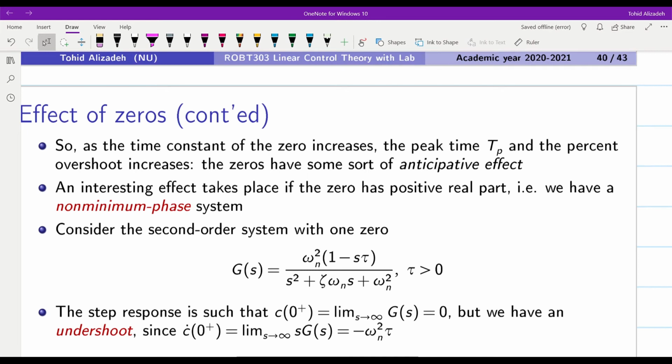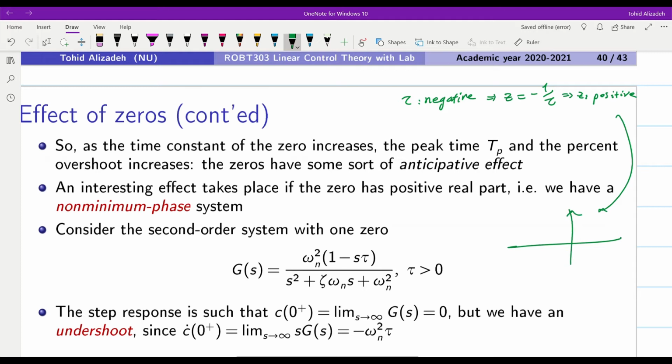Alright, but that was for the positive values of tau. Now we can see what happens when tau is negative. When tau is negative, we know that our 0 is located at -1/tau, and if tau is negative, then z will be positive. Positive z means that we will have the 0 on the right half plane somewhere over here at -1/tau.